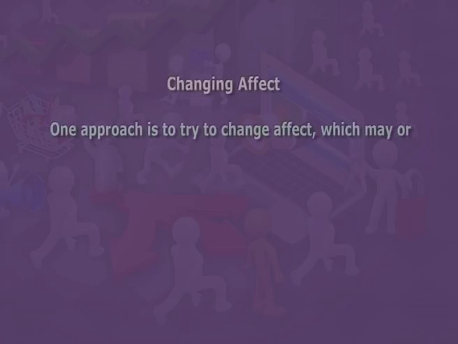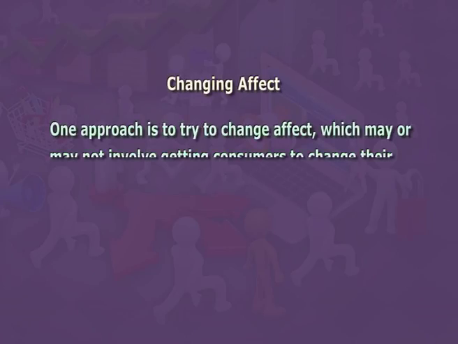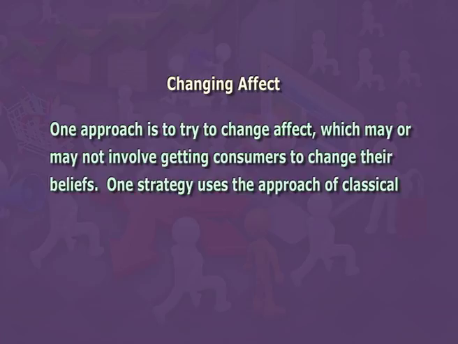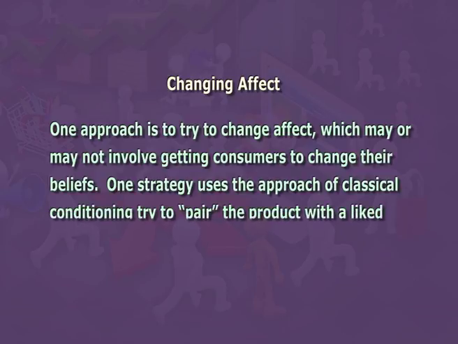Changing attitudes is generally very difficult, particularly when consumers suspect that the marketer has a self-serving agenda in bringing about this change, for example, to get the consumer to buy more or to switch brands. Changing affect. One approach is to try to change affect, which may or may not involve getting consumers to change their beliefs. One strategy uses the approach of classical conditioning. Try to pair the product with a liked stimulus. For example, we pair a car with a beautiful woman.